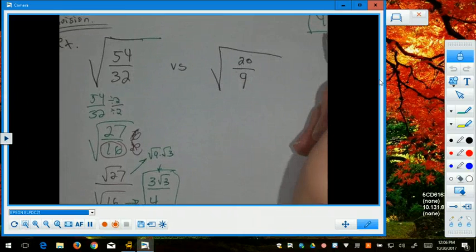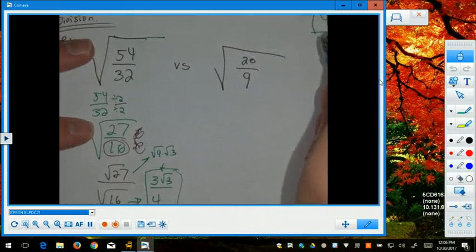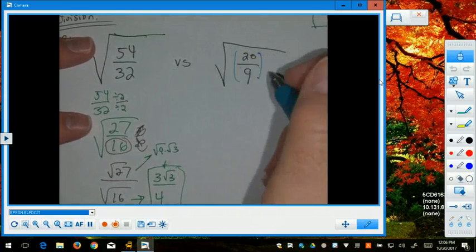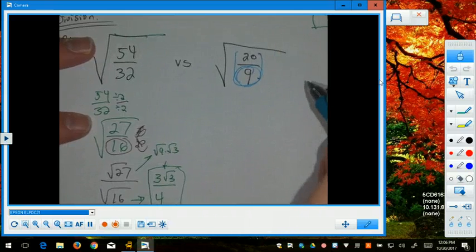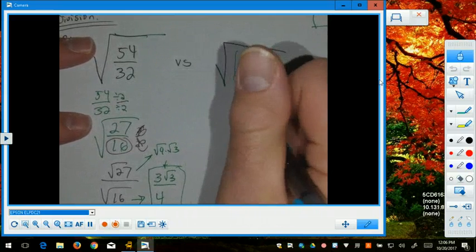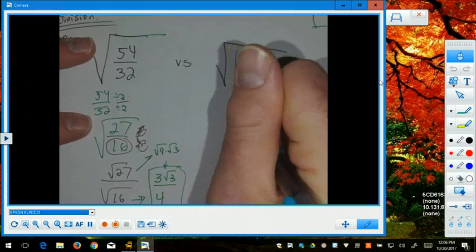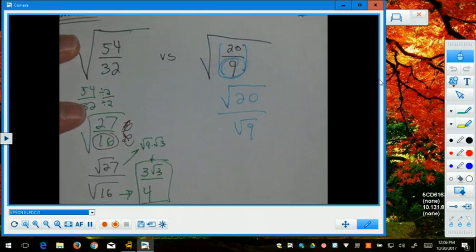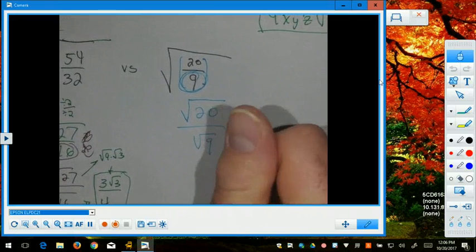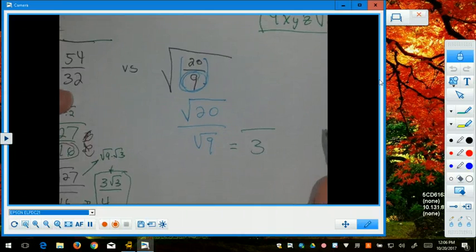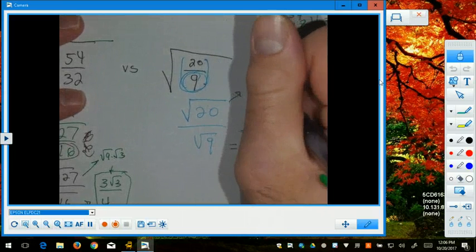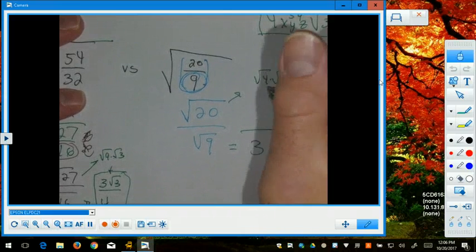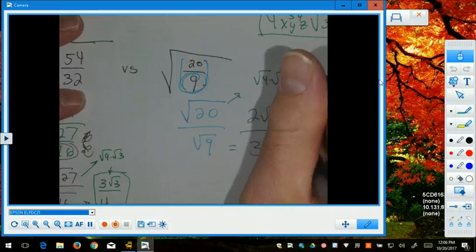And the problem to the right, the square root of 20 over 9, is the square root of the fraction 20 over 9. The denominator is a perfect square to begin with. So I immediately want to separate this using the quotient property, square root of 20 over the square root of 9. Because now I know the answer to the square root of 9 is 3. The answer to the square root of 20, a little trickier. I do need to break it down. It's the square root of 4 times the square root of 5. The square root of 4 is 2, so this is 2 square roots of 5.